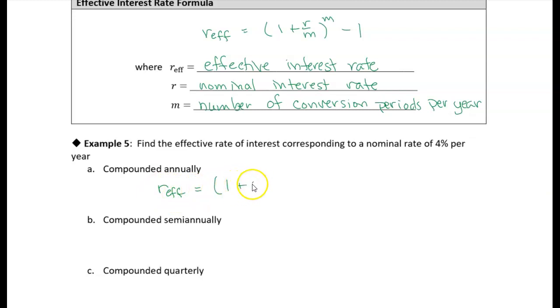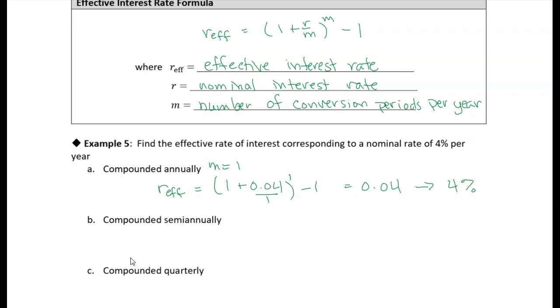1 plus 0.04. Now it's r over m. In this case, m is equal to 1 if it's compounded annually. So it's going to be 0.04 over 1, to the first power, m is 1, minus 1. All right, so this one's pretty straightforward. All you really have is 1.04 minus 1, so we end up with 0.04, which is 4%. Okay, so really if we're just compounding annually, the effective interest rate is just that.